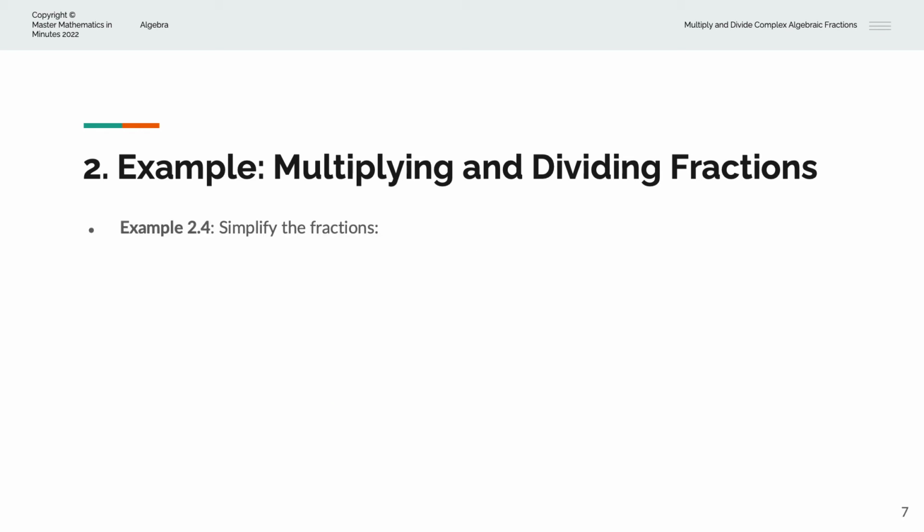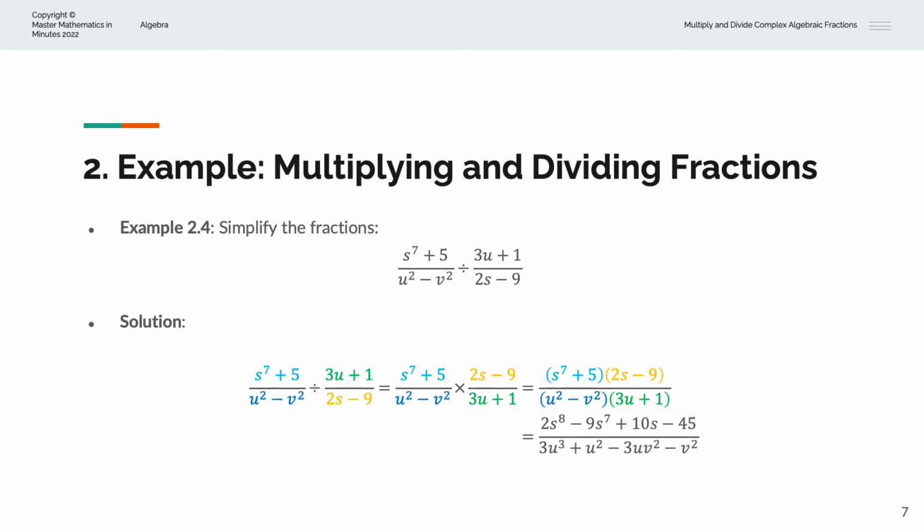In the fourth example, we're asked to simplify the fractions s to the power of 7 plus 5 over u squared minus v squared, divided by 3u plus 1 over 2s minus 9. To divide two fractions, we'll copy the first fraction over, which gives us s to the power 7 plus 5 over u squared minus v squared. We'll swap the divide sign for the multiplication sign and take the reciprocal of the second fraction, which becomes 2s minus 9 over 3u plus 1. Then we'll multiply the numerators and the denominators as well.